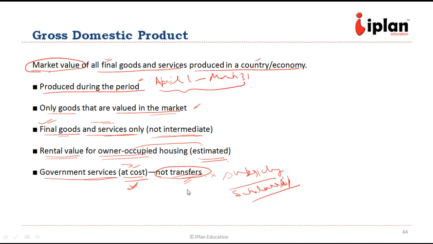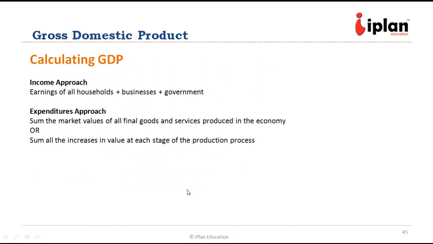Now let us look at various mechanisms for calculating GDP. There are two broad approaches. First is the income approach and the second is expenditure approach. As we can understand, in any transaction there are two parties. One is the buyer, another is seller, or one is service provider and another is service consumer.